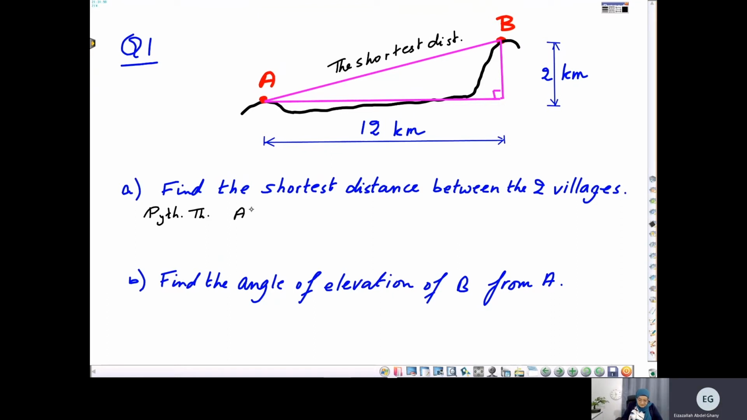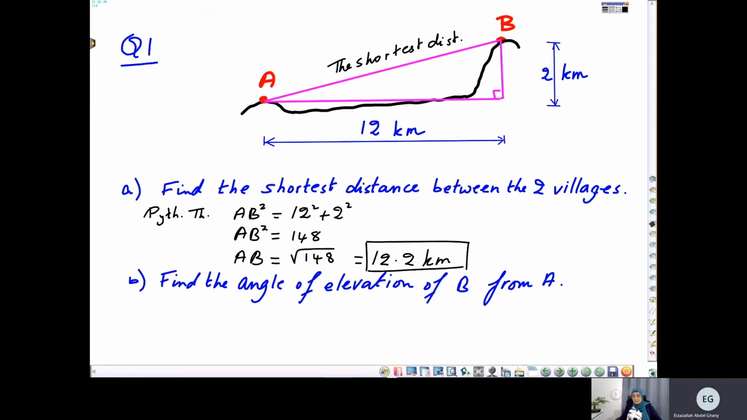Pythagoras theorem states that AB squared equals 12 squared plus 2 squared. AB squared is 148. Then you click square root of answer equals. AB is square root of 148, which is 12.2 kilometers. About lengths of sides, you find the 3 significant figures or more according to CIE instructions.